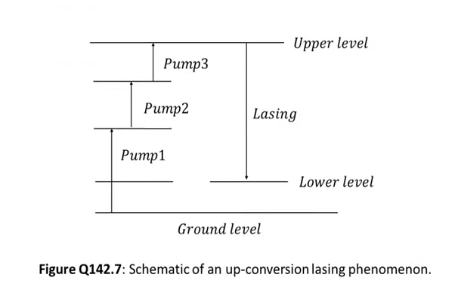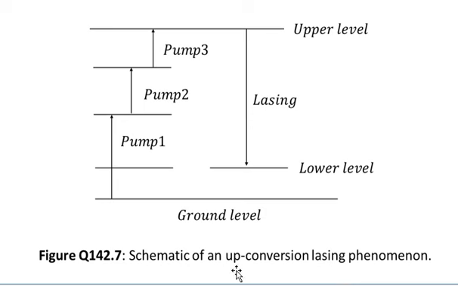So this is figure number 7, and the caption is schematics of an up conversion lasing phenomena. You see that this is the ground state of the fiber laser, which is being pumped with a multi-mode laser, for example, containing three different pump frequencies. So the first pump frequency, for example, will raise the ground state to this level, which has been shown through pump 1.